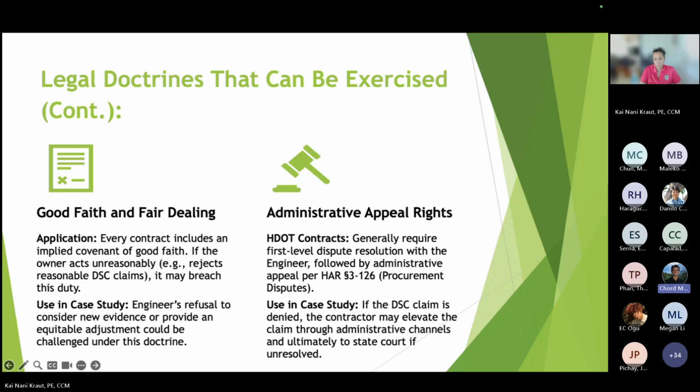And then finally, administrative appeal rights. So generally require first level dispute resolution with the engineer, followed by the HAR, administrative appeal. And then for an example of this case study, if a differing site claim is denied, the contractor may elevate the claim through administrative channels. And again, we discussed this in the first training. Obviously, you try to deal with it at a field level, but if you cannot come to an agreement, cannot come to a settlement, then obviously things have to be elevated. We don't want to keep it at that level. We want to elevate and move things forward so that things don't get further delayed. So next.